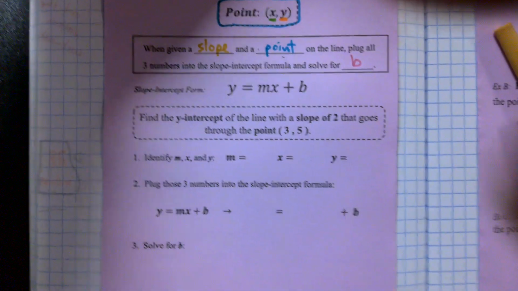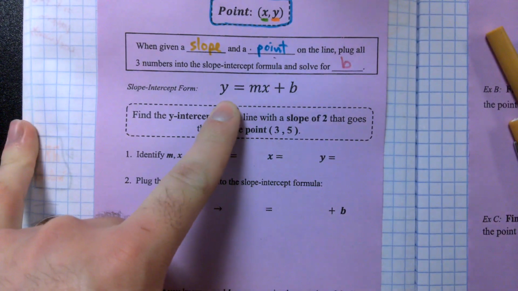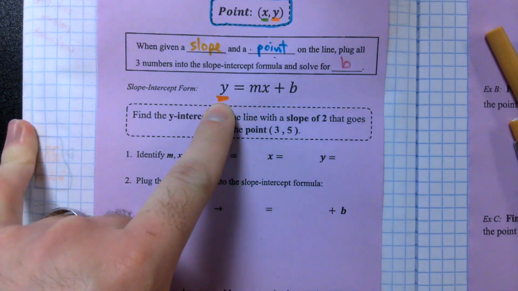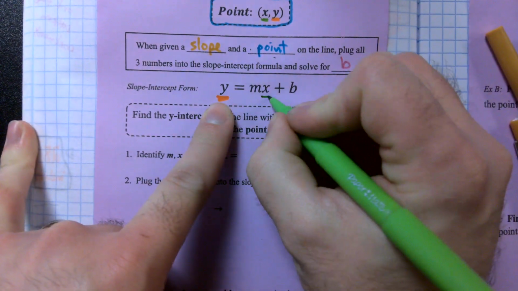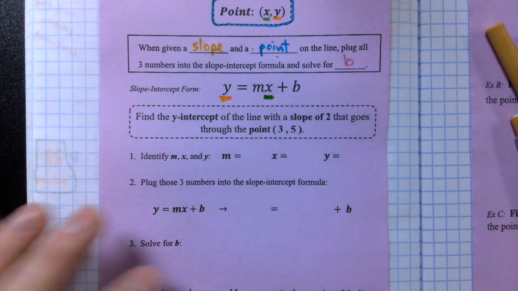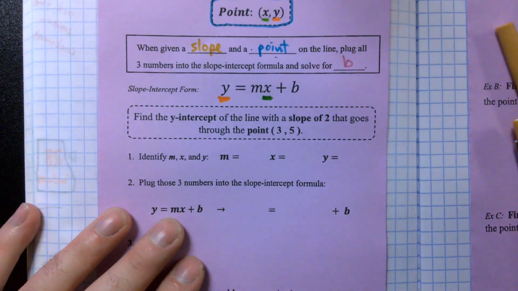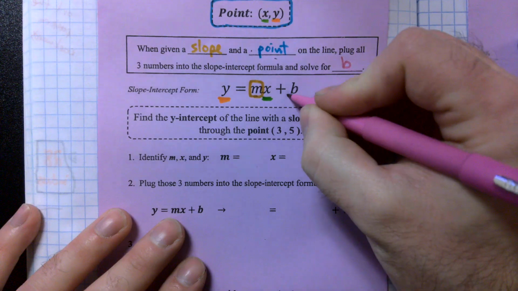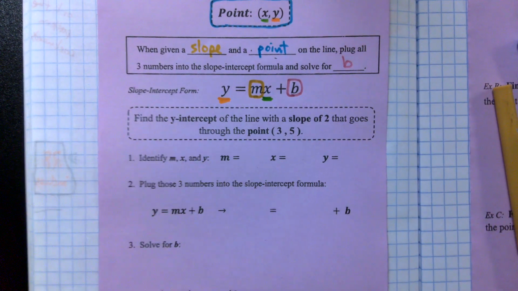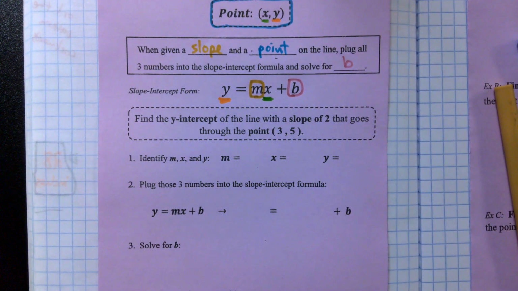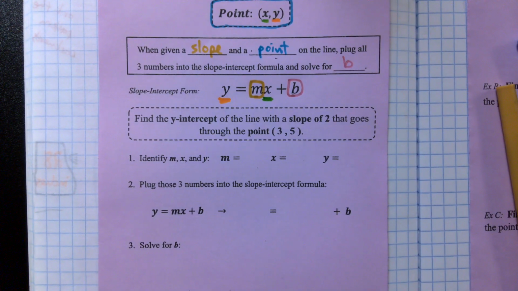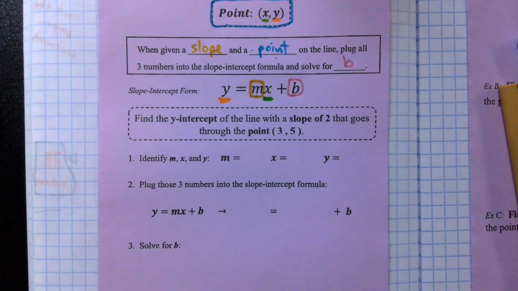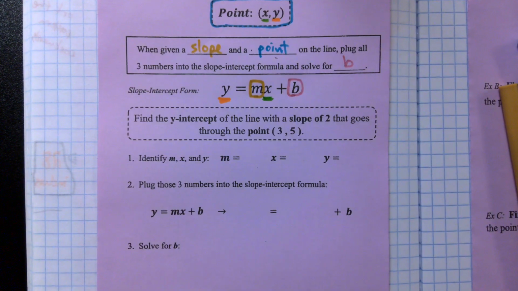Here's my slope-intercept formula. As we know, y equals mx plus b, where y is my y value of the point, x is my x value of the point. We already know that m is my slope, and b is my y-intercept. Perfect. I know. It's all right.